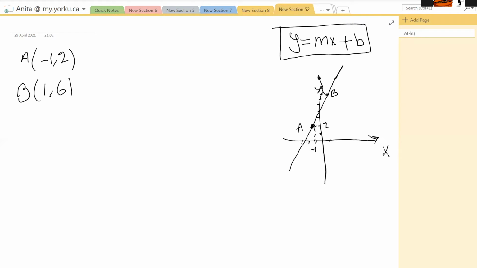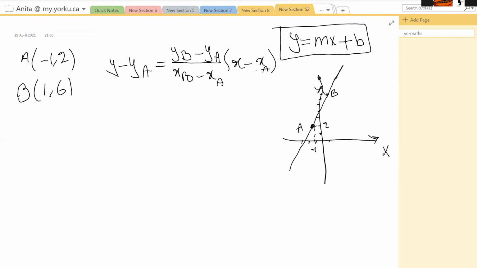What was that formula? It's the first lesson we are working on. Y minus ya equals yb minus ya, over xb minus xa, and then times x minus xa. You understand?